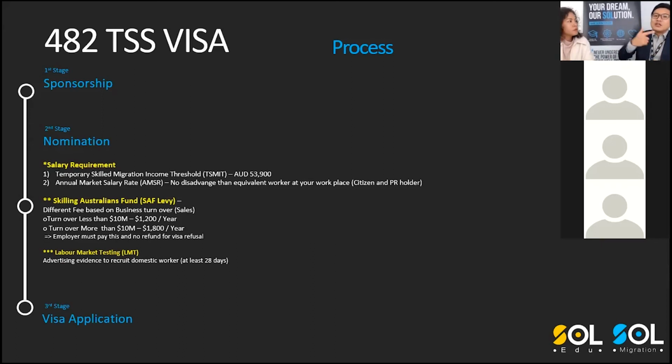And then once sponsorship nomination is done, you can apply for the visa. The sponsorship doesn't necessarily have to be granted, but the nomination has to be lodged to apply for the visa. So let's say your visa expires tomorrow, but your sponsorship and nomination are applied though not granted, you can still apply for the visa. But if you haven't applied for the sponsorship and nomination, then you cannot apply for the visa. At least sponsorship and nomination have to be lodged, then your visa application can be lodged.